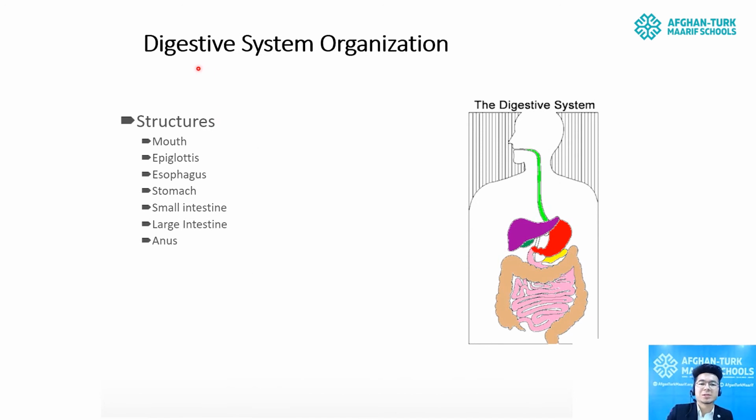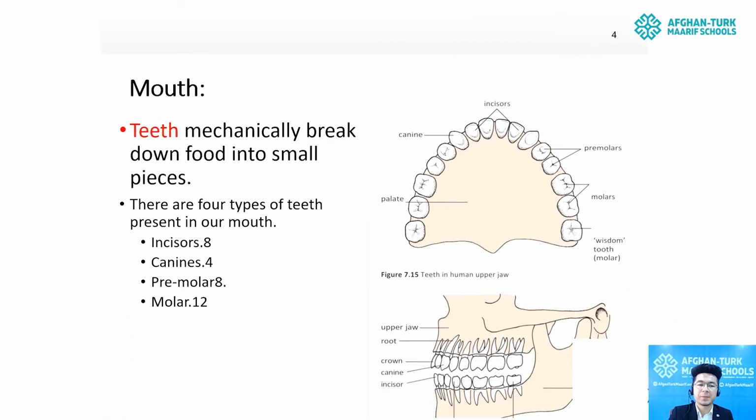Now, the digestive system organization. The structures which are present inside our digestive system are mouth, epiglottis, esophagus, stomach, small intestine, large intestine, and finally our anus. It means our digestive system starts from our mouth and ends at the anus.